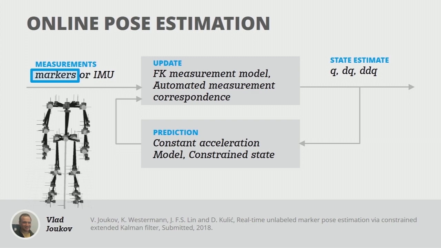Every time we make a prediction about where the measurement will be, we have both a prediction of the measurement and also an uncertainty around that prediction. We can use this uncertainty to reject outliers and also to perform automated measurement correspondence. So let me show you what that looks like.